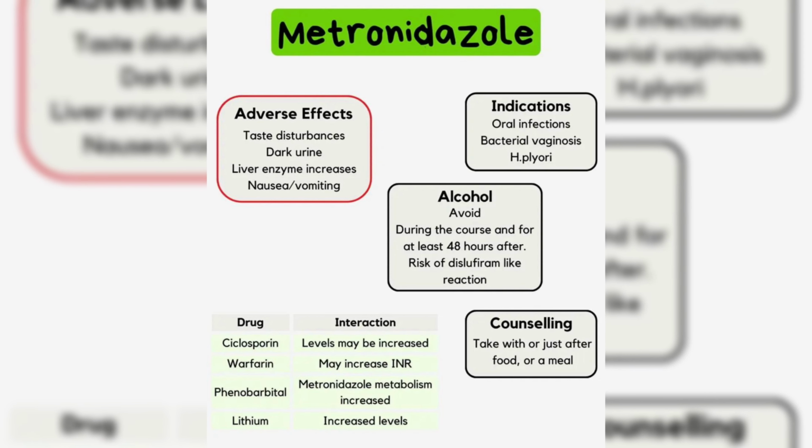Our fourth class of antibiotics for discussion is metronidazole. Indications for metronidazole: oral infections, bacterial vaginosis, H. pylori. Adverse effects of metronidazole: taste disturbances, dark urine, liver enzyme increases, nausea, vomiting.